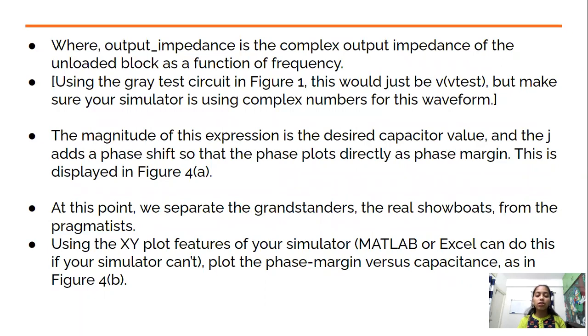Using the gray test circuit in figure 1, this would be just V test, but make sure your simulator is using complex numbers for this waveform. The magnitude of this expression is the desired capacitor value, and the j adds a phase shift so that the phase plots directly as phase margin. This is displayed in figure 4.